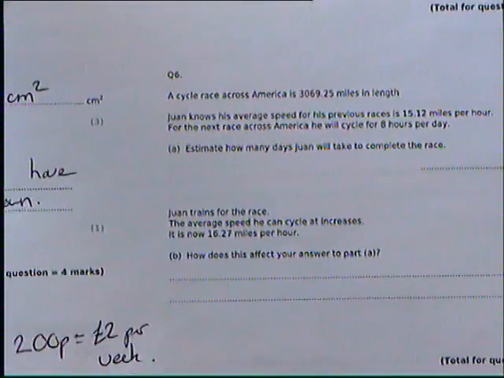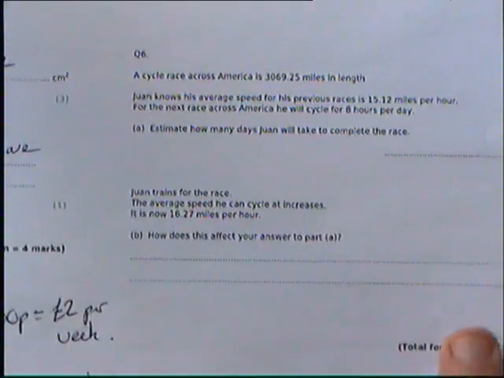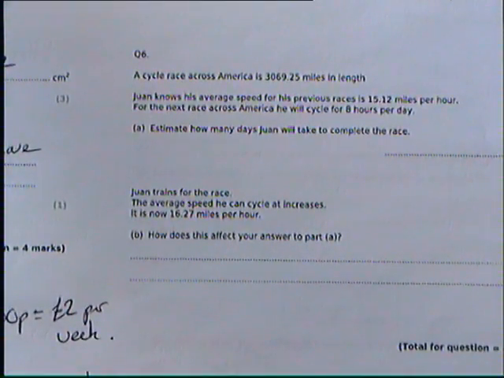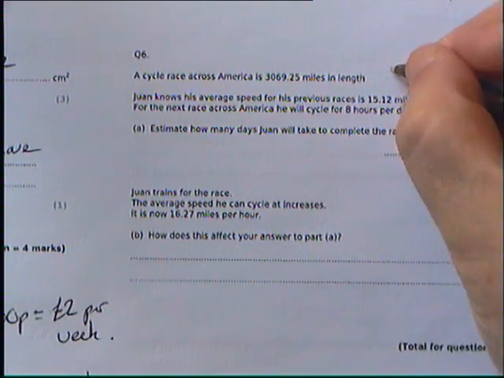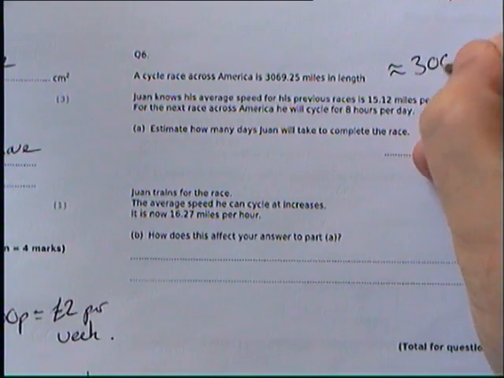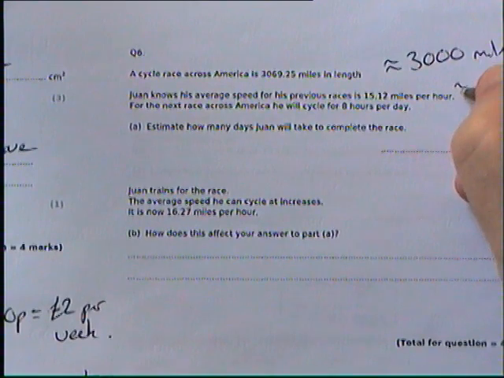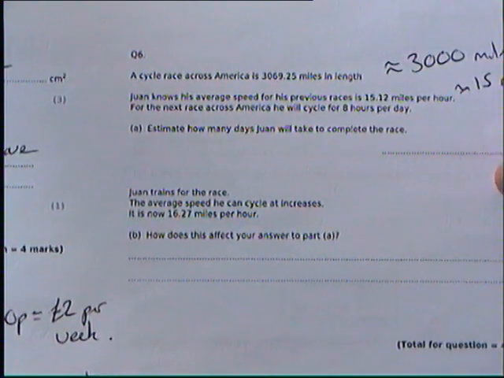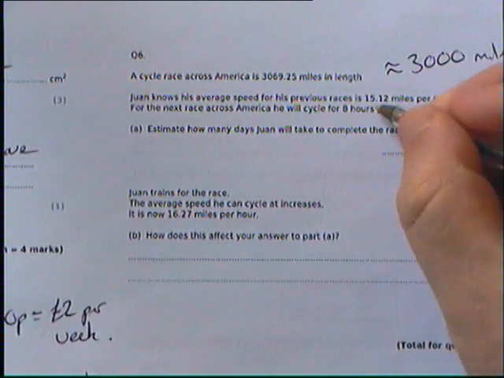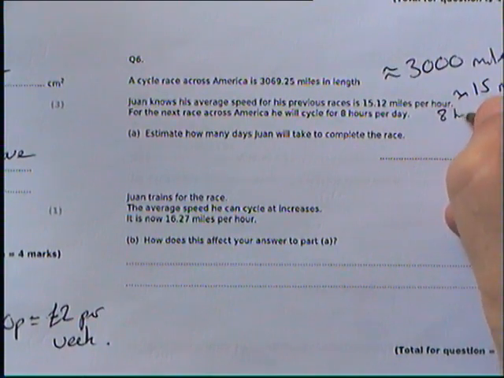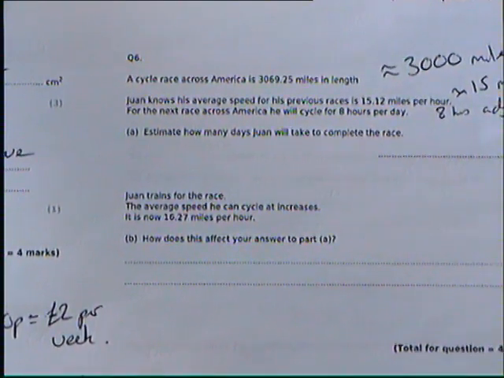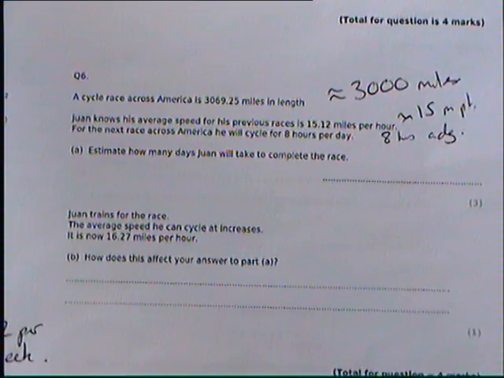Okay, question 6. So pause the video, have a go, and then we'll go through it together. Right, okay, so he's travelling around about 3,000 miles, I'm going to say. His average speed is about 15 miles per hour. Race across America for about 8 hours a day. I'm going to leave that as it is because that's a fairly straightforward number to work out.